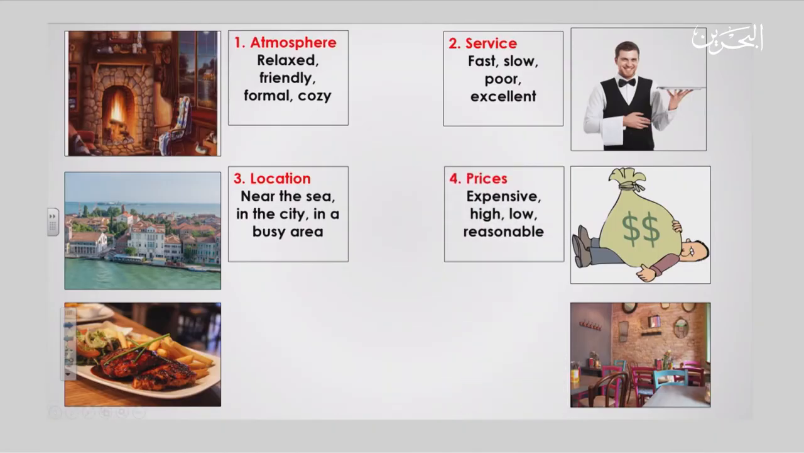Now, what about there? These are the prices. What about the price? The price is expensive or high. It could be low, it could be reasonable. When I say reasonable, it's not that high, it's not that low. It's in the middle.